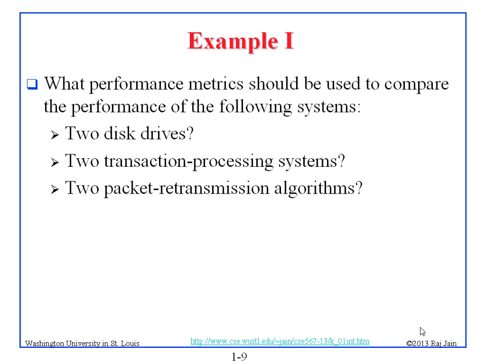So here's the first example. What performance metrics should you use to compare the performance of the following systems? 2 disk drives, 2 transaction processing systems, and 2 packet transmission algorithms. So all of you know about the disk drives. Let's just ask you, and you tell me, if you were to compare 2 disk drives, you're just in the market to buy a disk drive. How will you choose one?